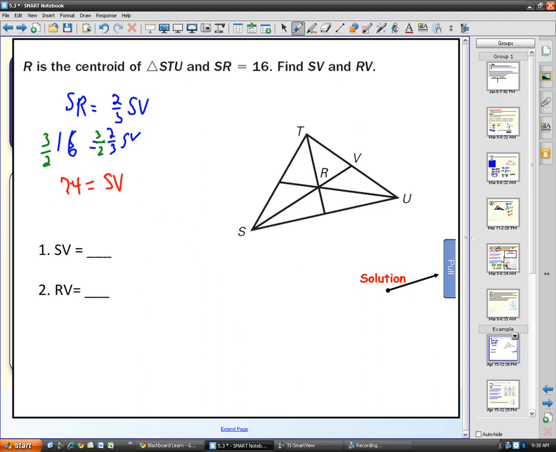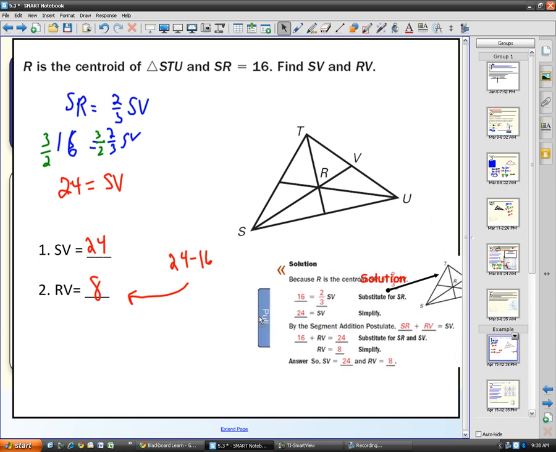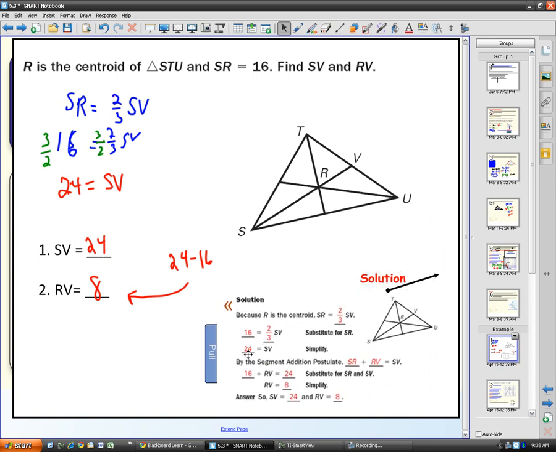Well, I know that if the whole thing is 24 and this part is 16, if I take 24 and take away 16, that'll get me my length of RV, which will be 8. And let's pull out the solution over here and see what they have, just to see if we're good. And there you go. There's my SV is 24, and my RV is 8. So that's what I was looking for.